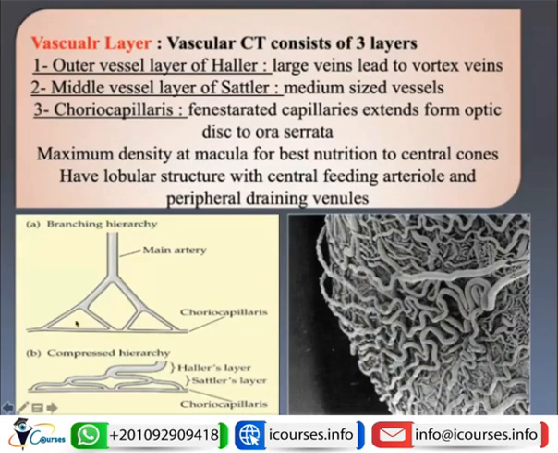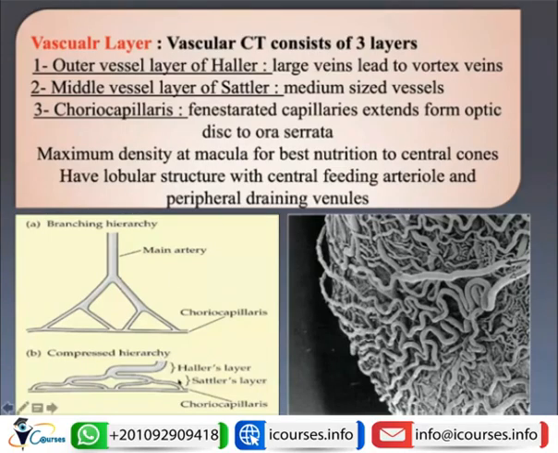Then we have the vascular layer. As we can see here by electron microscopy, it is a network of blood vessels that supplies the photoreceptors and consists of 3 main layers. From outer to inner, we have the outer vessel layer of Haller. Haller consists of large vessels, and these lead to drainage into the vortex veins.